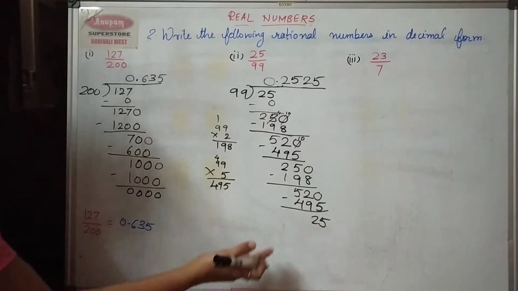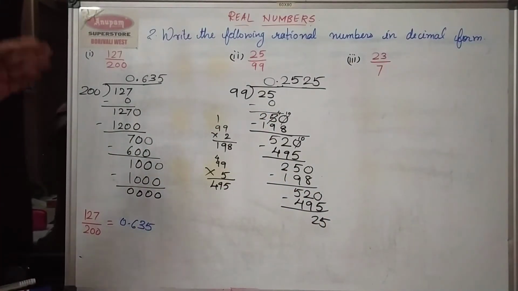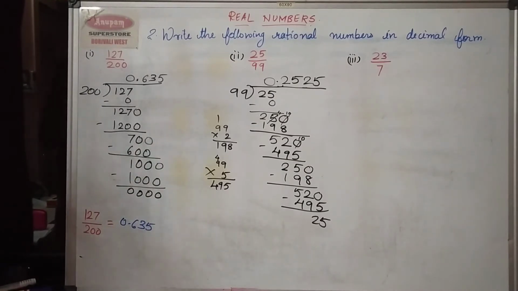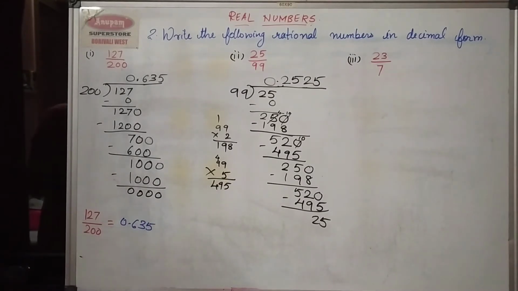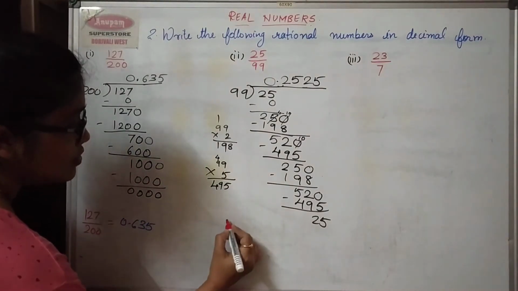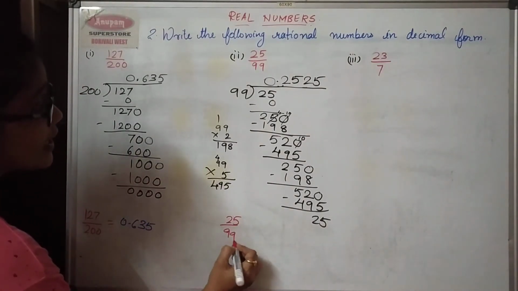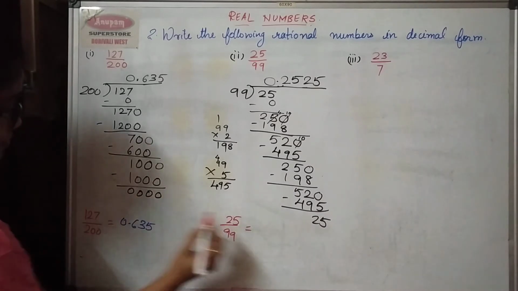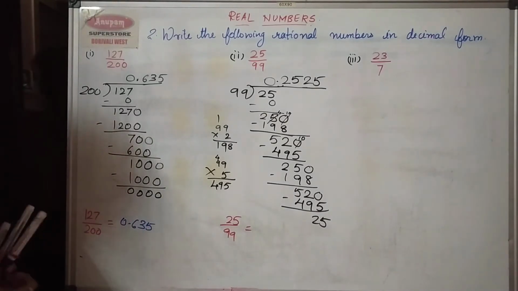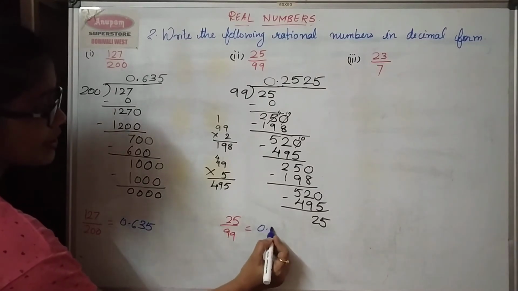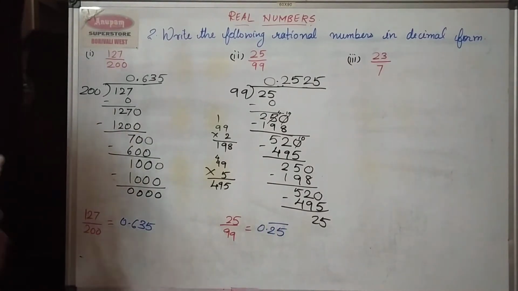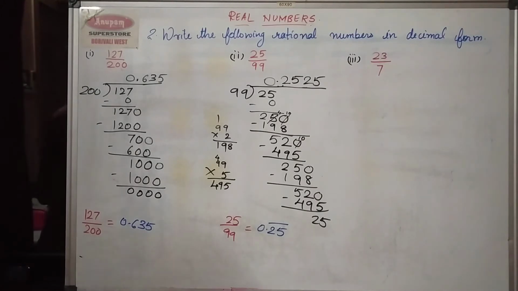But if you see, I am not going to get remainder 0 here. The division is just going to continue again and again, and hence we stop here and we write down our final answer, and the final answer is 25 upon 99 is equal to 0.25 bar. Why do I mention a bar on the top, children? It shows that 25 is going to be repeated in this pattern.